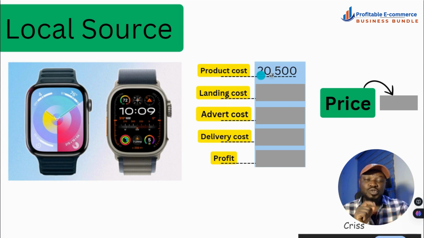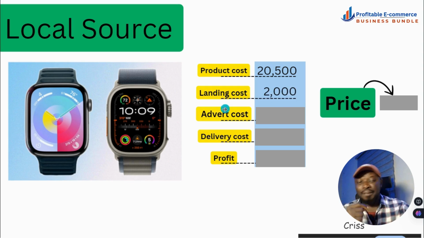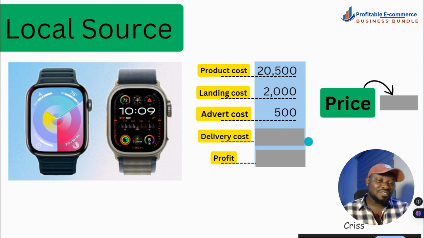Let's say the seller sells it for 20,500. Now, what is going to be the waybill cost? If the seller lives in another state, they have to waybill it to you after buying it. You're going to pay for that. Let's assume it's 2,000. Then advert cost. You want to start selling it now, you need to run ads to get buyers, right? So for each buyer you get, Facebook is going to charge you for giving you one buyer. Let's say you fund your Facebook ad account with 2,000. Then at the end of the day, you're getting 4 buyers for that product for that day. It means each buyer you're spending 500.